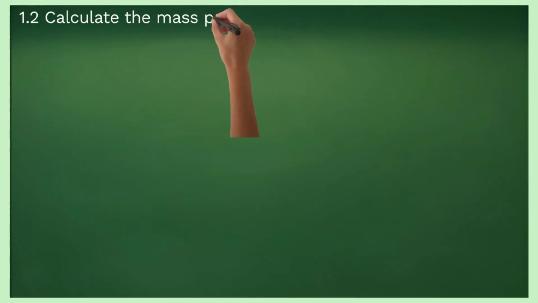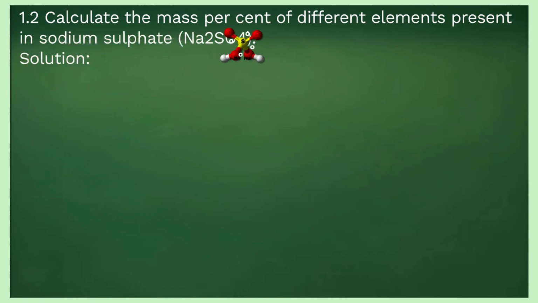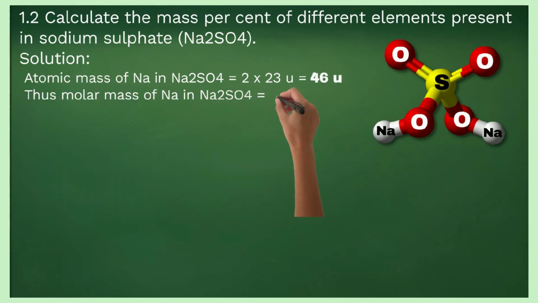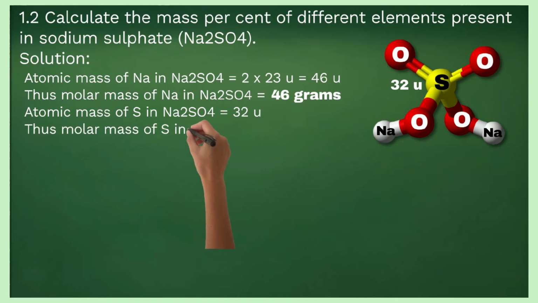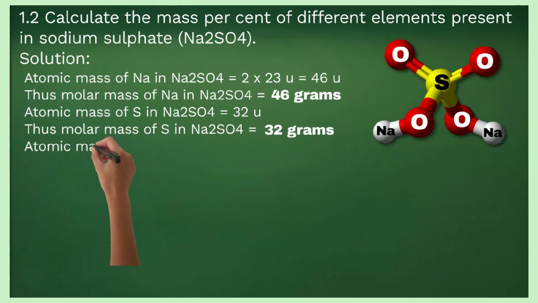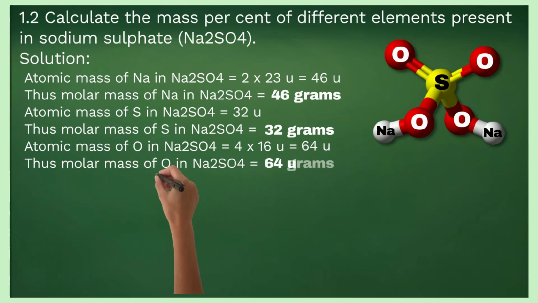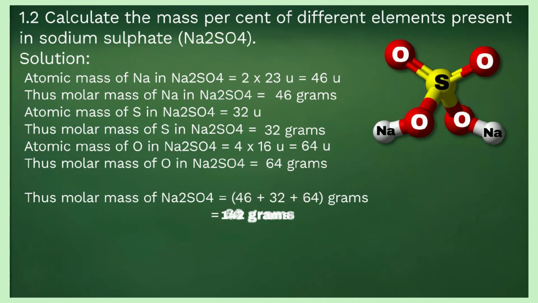Question number 1.2 is, calculate the mass % of different elements present in sodium sulfate. Similar to calculation in previous question, molar mass of sodium in Na2SO4 comes out to be 46 grams, of sulfur, 32 grams, and of oxygen, it comes out to be 64 grams. Molar mass of Na2SO4 becomes the sum of the molar masses of the 3 components, which is 46 plus 32 plus 64 equals 142 grams.